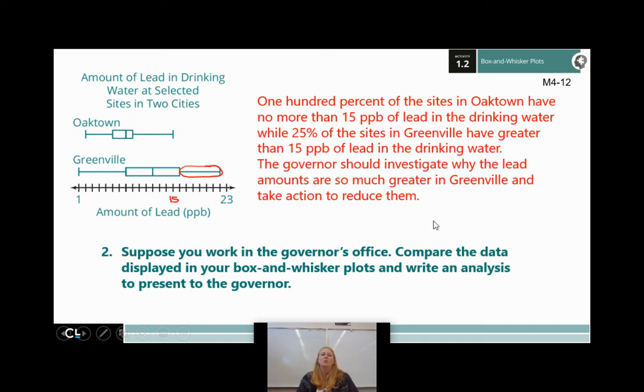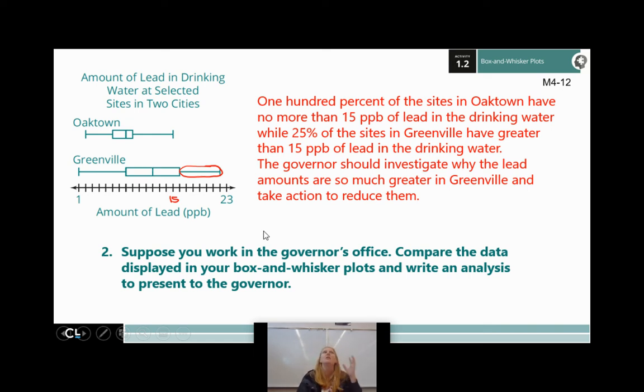But I love how the box and whisker plot made that so easy to see, right? I could see everybody in Oaktown was below 15. Great. But I could also easily see that an entire 25% chunk was more than 15. That's bad. So I like these box and whisker plots. It was kind of quick and easy to see that data. And it was easy to compare the two sets of data.